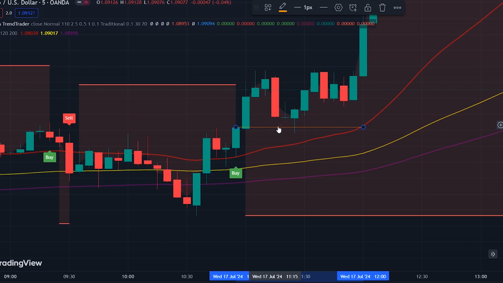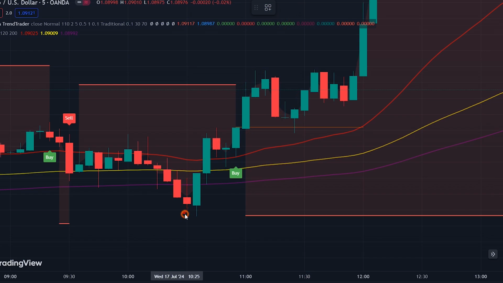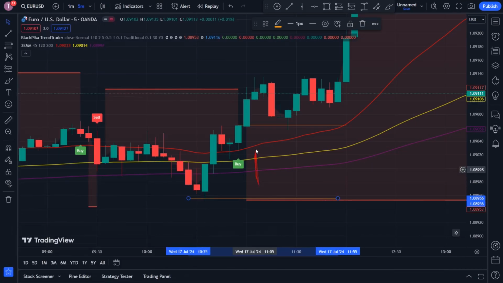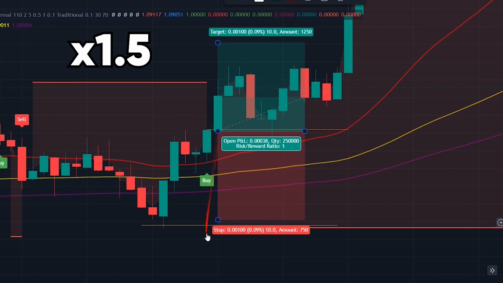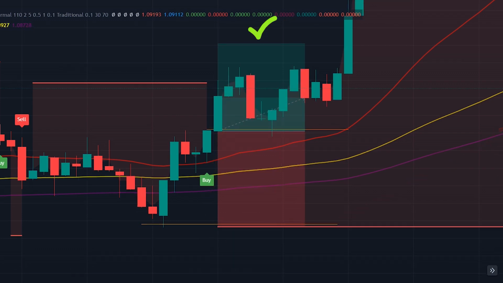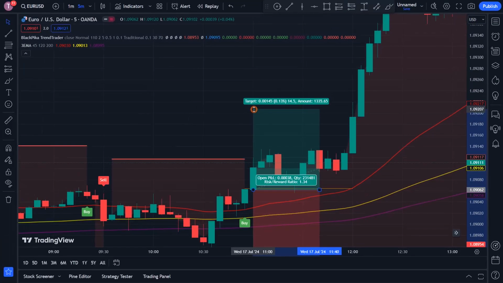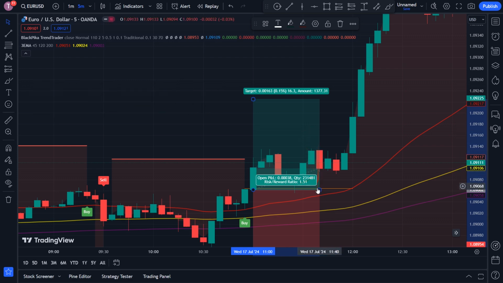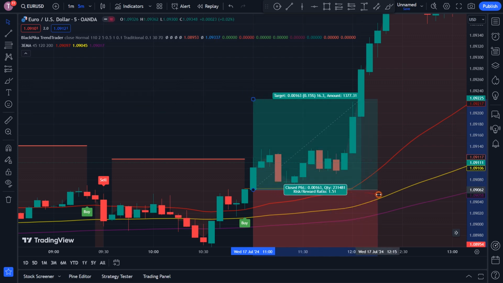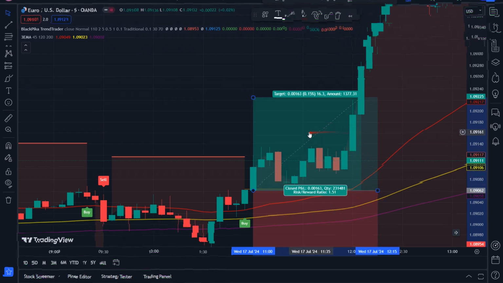Now we just need to set our stop loss a little below the last swing low. Now we enter the trade and set our take profit at 1.5 times our stop loss. In other words, we consider our risk to reward ratio to be 1 to 1.5. Now all we have to do is wait for the trade to close with a profit.